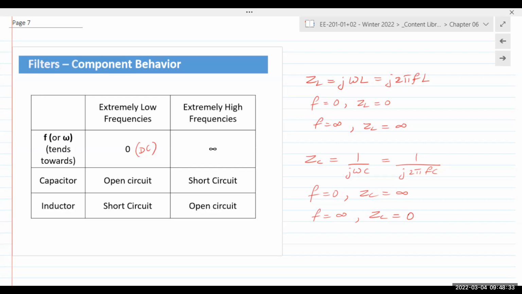Does the table make sense? Right? This first prediction at the low frequencies is something we've already seen in chapter 3. And then the second column on the right, well, we've seen that in chapter 5. The only thing is we can model the capacitor and the inductor with an open circuit or a short circuit. And this table or this behavior will allow us to predict or do a quick analysis of any kind of filter circuit, right?